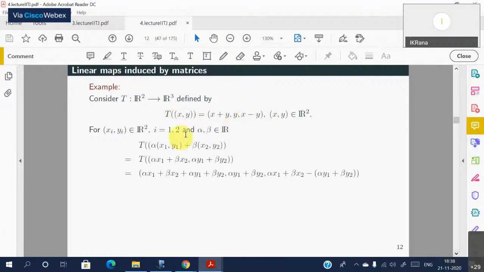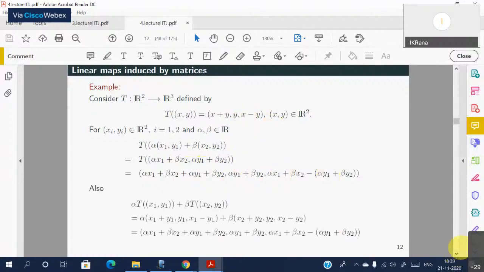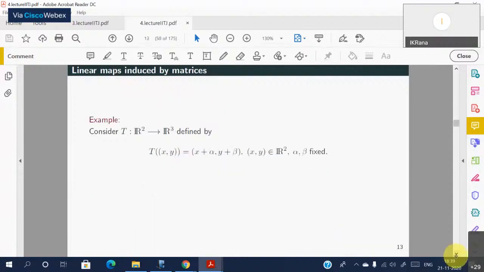So if you take T of alpha times (x1,y1) plus beta times (x2,y2), by the scalar multiplication, this goes inside. So it is T of (alpha x1 plus beta x2, alpha y1 plus beta y2), and T of (x,y) is (x plus y, y, x minus y). So you write that, and once you similarly calculate the other side, and this comes out to be the same, then you have verified that this is a linear map.